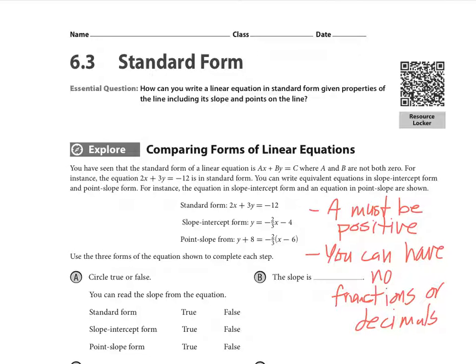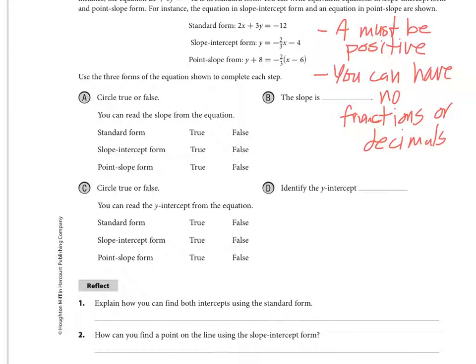Okay, so let's talk about some positives and negatives about the different forms. So this is a good little exercise here at the beginning. You can read slope from the equation. Can we see slope from standard form? No, we can't. Can we see it from slope-intercept form? Well, yes, we can.